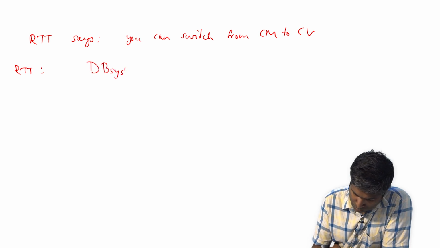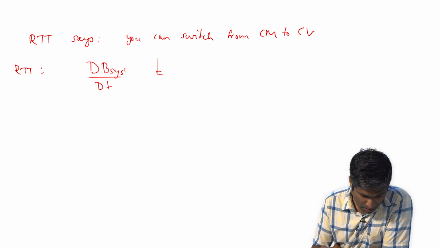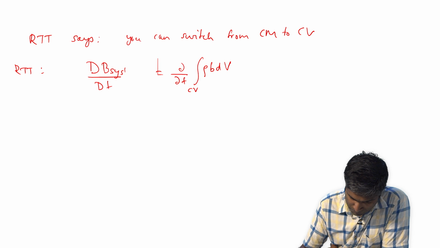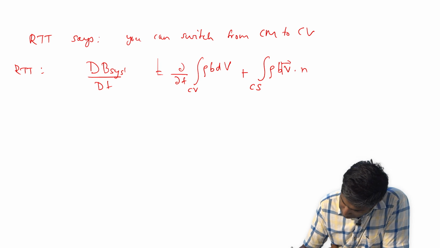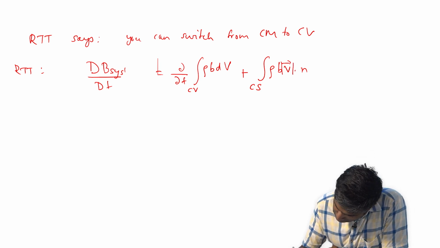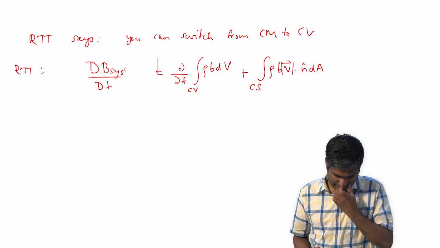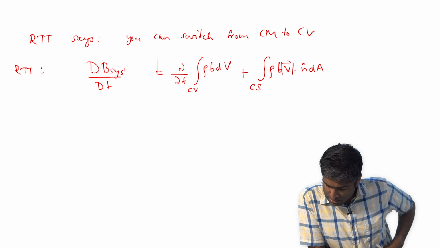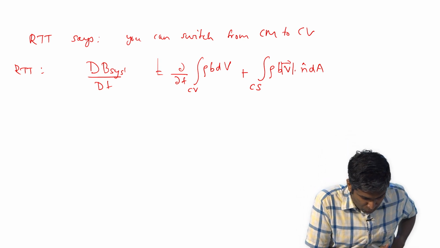The derivative of the system property, which is based on the control mass, is equal to del by del t of the integral of rho b dV over the control volume plus a surface integral over the control surface. That's the statement of the RTT, and this is intimidating, but it's actually not so hard to figure out.